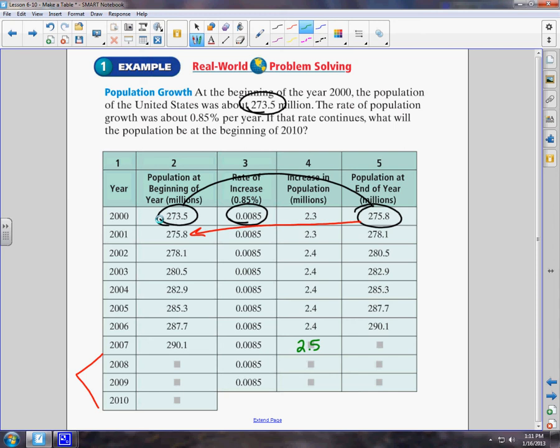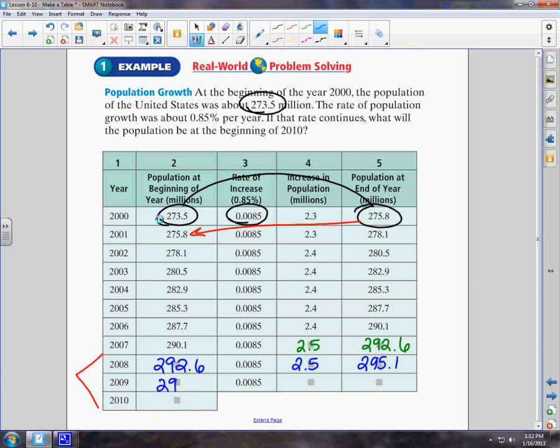I'm going to add that to 290.1. So it would be 292.6. And that's what I'm going to start here with. 292.6 times 0.0085 is 2.5 again, and I'm going to add that, so I get 295.1.